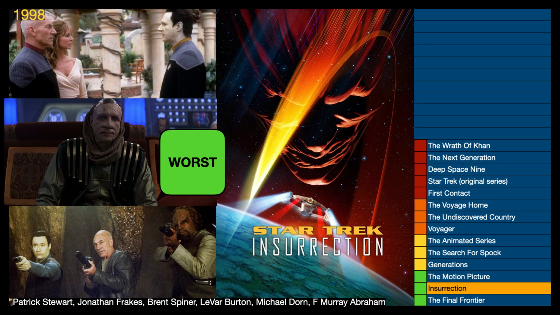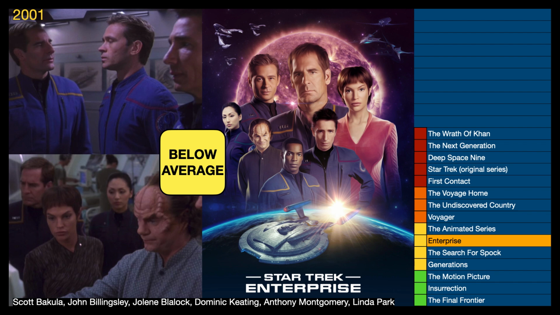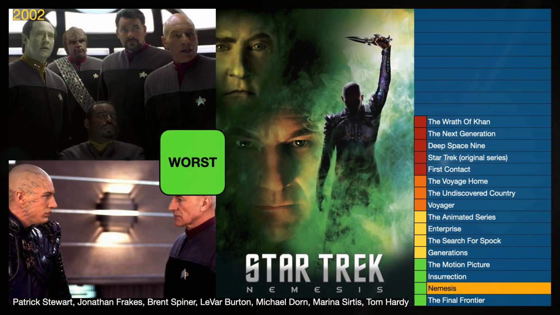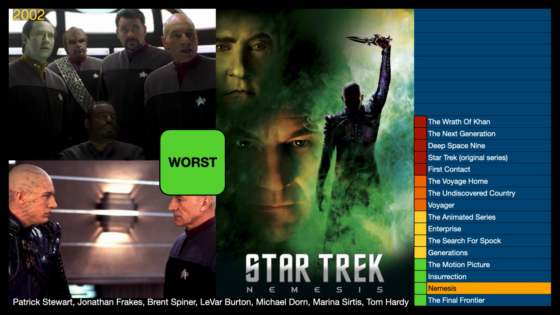1998, Insurrection. The Next Generation crew rebels against Starfleet after they discover a conspiracy to steal a peaceful planet. 2001, Enterprise. A prequel about the first Enterprise ship and Captain Archer's crew, set 100 years before the original series. 2002, Nemesis. The Next Generation characters deal with a threat from Romulans and a clone of Captain Picard.